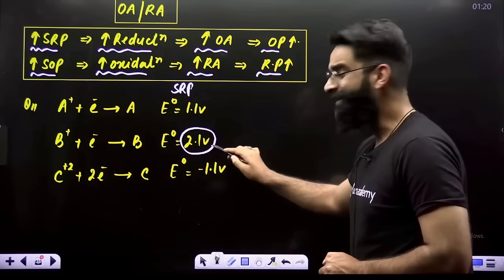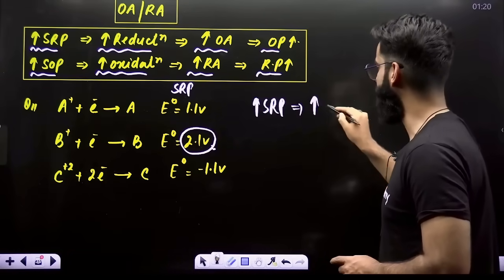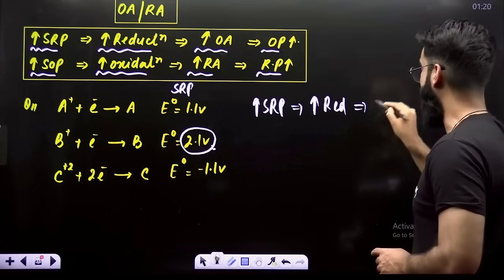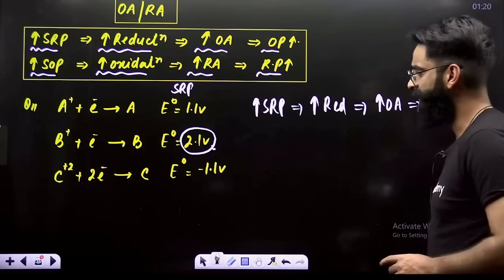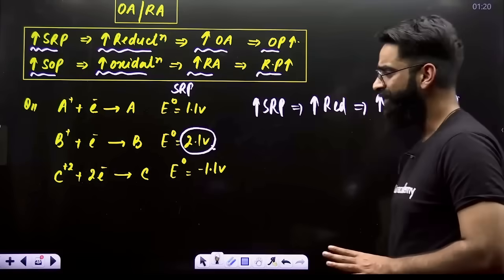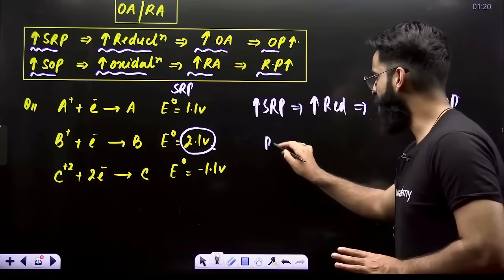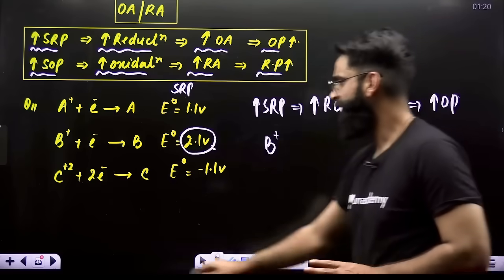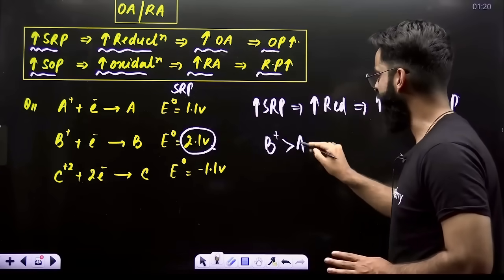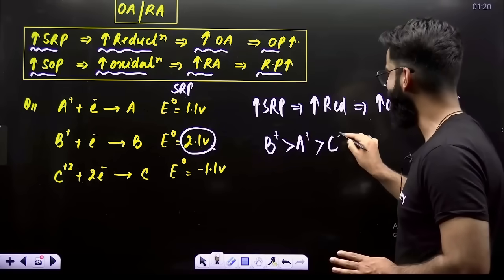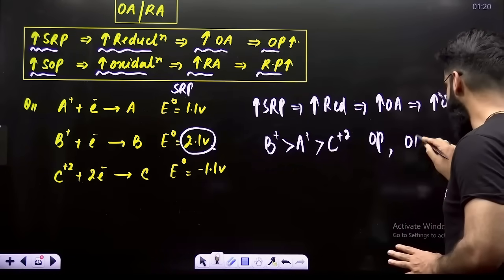So more the SRP of an element, more will be the tendency of an element to undergo reduction. Better is going to be the oxidizing agent. More is going to be the oxidizing power. Perfect. So basically, if I need to arrange on the basis of oxidizing power, what will be my answer? My answer will be B positive will have maximum oxidizing power, followed by your A positive, followed by C di positive. This is the order of your oxidizing power, as well as this is the order of your oxidizing agent.